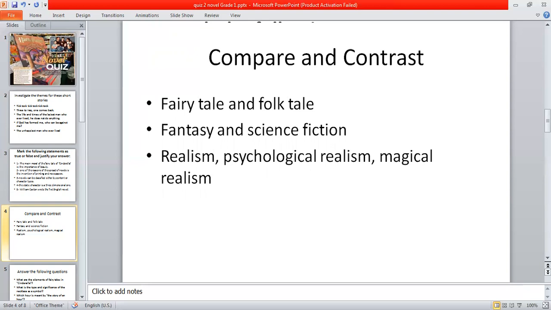Number 2, the similarities and the differences between a fantasy and a science fiction. Similarities and the differences between fantasy and science fiction. Number 3, similarities and differences between realism, psychological realism, magical realism.